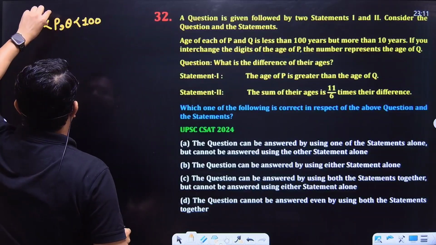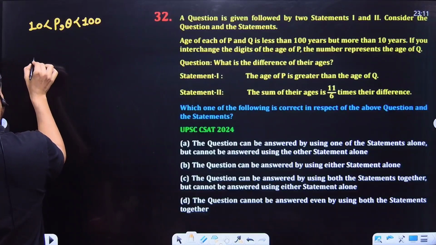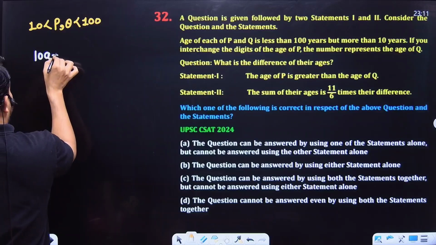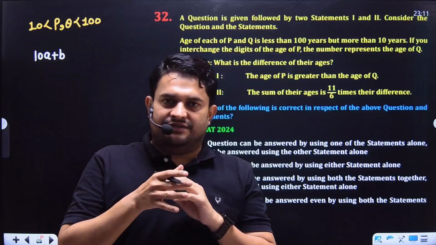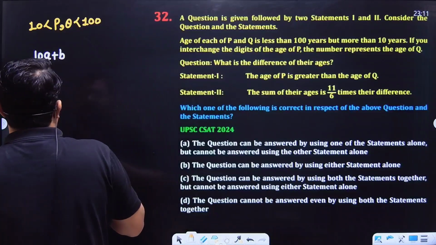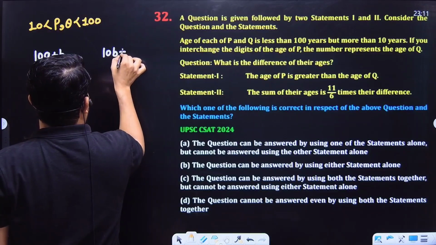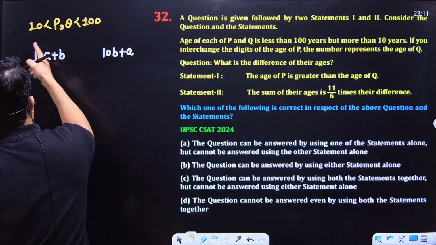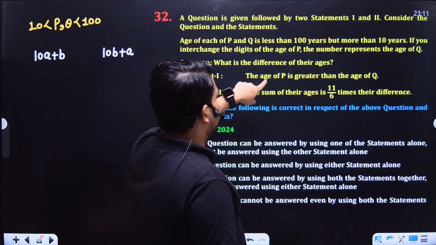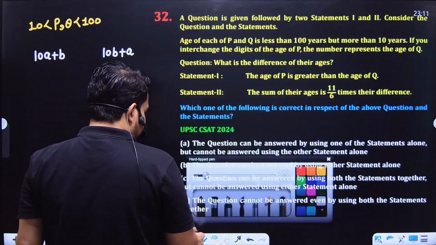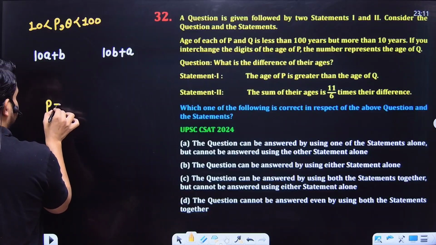This information tells us that their ages are two-digit numbers, and a two-digit number can be written this way: 10A plus B. If you interchange the digits of the age of one person, you will get the age of the other person. So here is the age of the first person, here is the age of the second person. Statement first says that the age of P is greater than the age of Q.